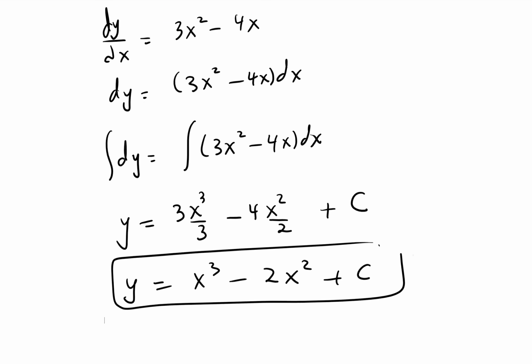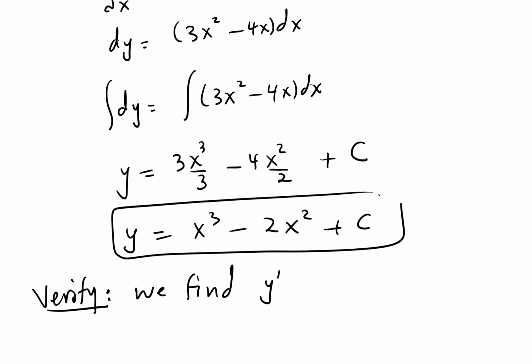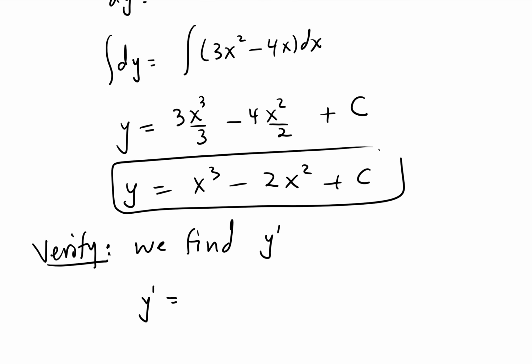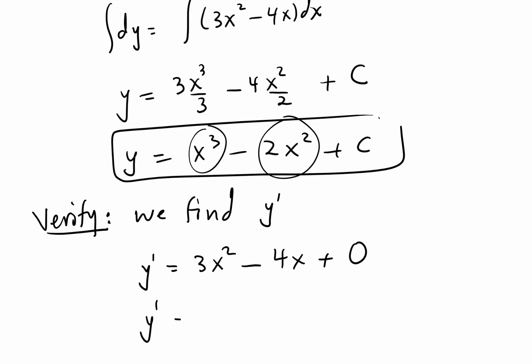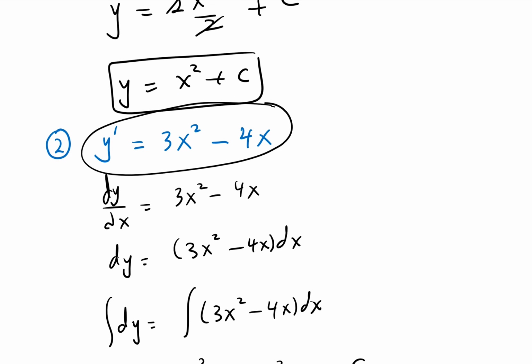Now we got this. How do we verify that this is really the solution for the given differential equation? So to verify this, we find its derivative. We find y prime. So what is y prime? It's the derivative of x cubed, which is 3x squared, minus the derivative of 2x squared, 4x, plus the derivative of c, which is 0. So we got y prime is 3x squared minus 4x. If you look at this one and the given equation, they match. They should match. Should be the same.